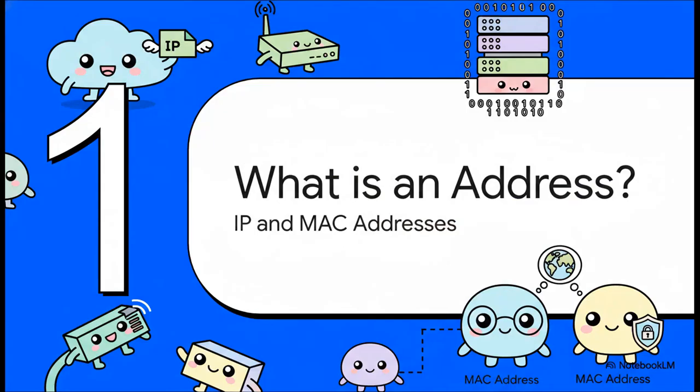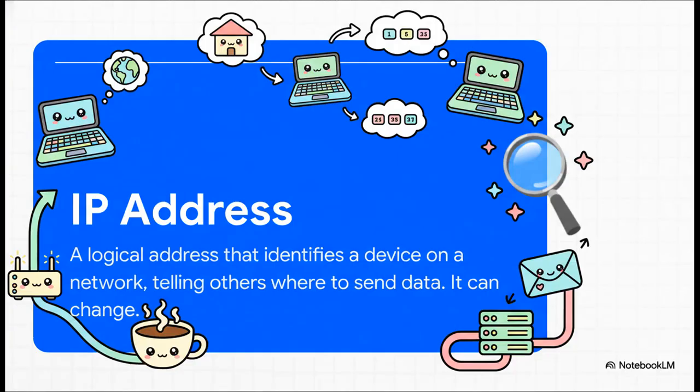So that's where two really important types of addresses come in. You've probably heard of them before: IP addresses and MAC addresses. We're going to take a look at what each one is and the very different but equally important job that each one does. First up, we've got the IP address, which stands for Internet Protocol Address.